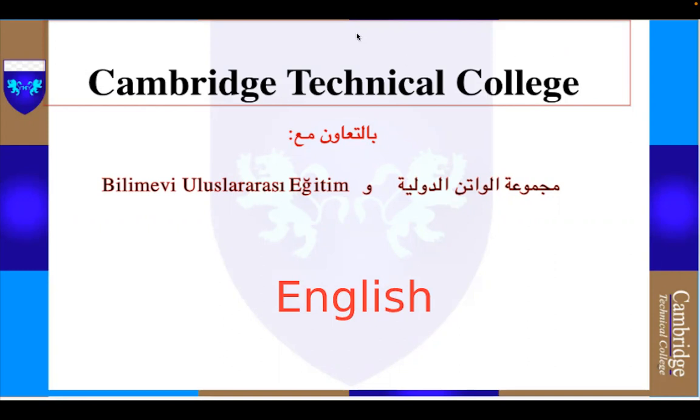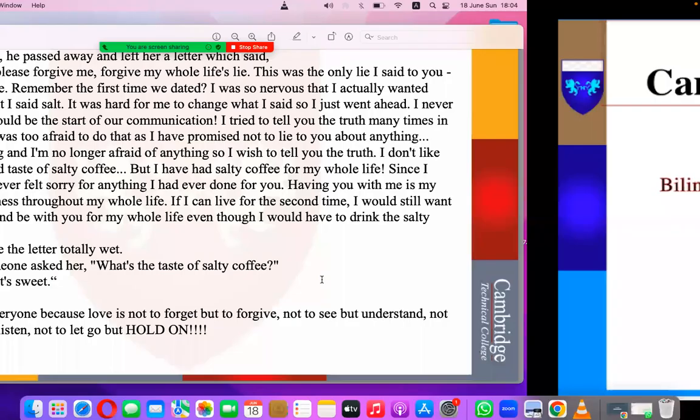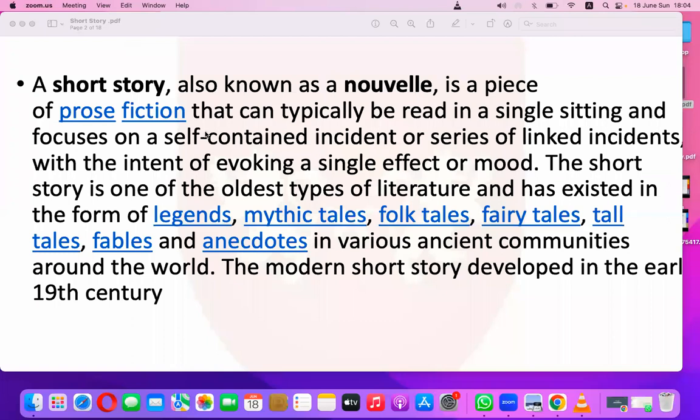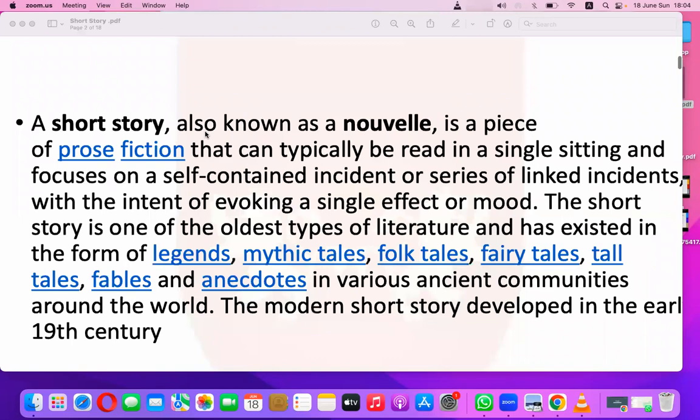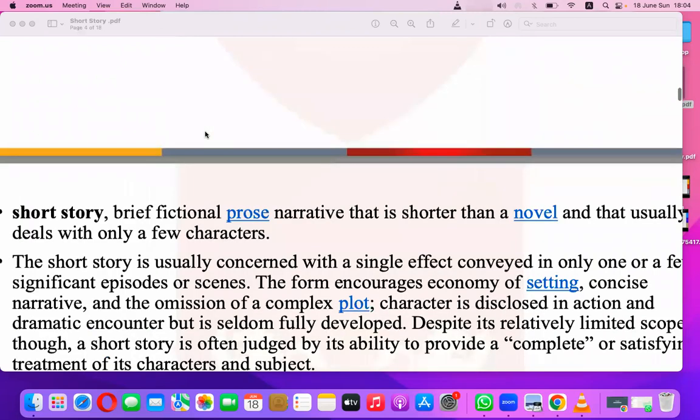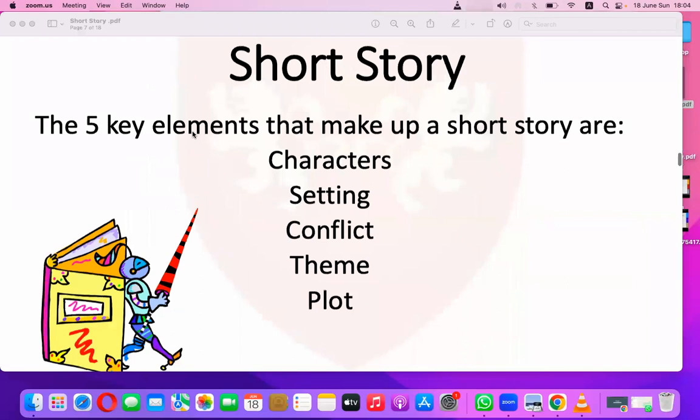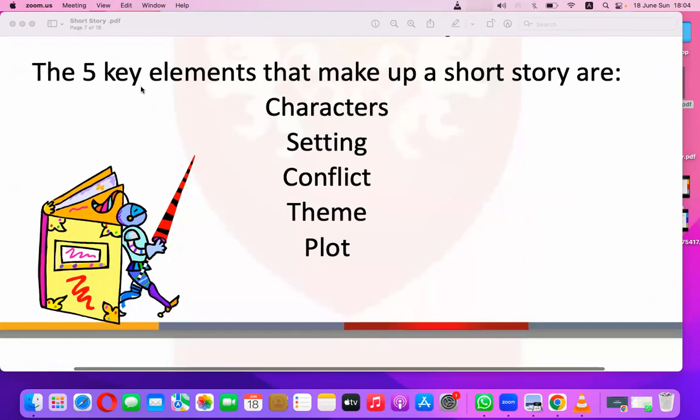Okay, good. So today we're going to read a short story and find the elements of the story. We're going to do a quick revision of yesterday's lesson, a very quick one, and then read a short story and find the elements. As we know, the short story has some elements. These are the 5 key elements that make up a short story.